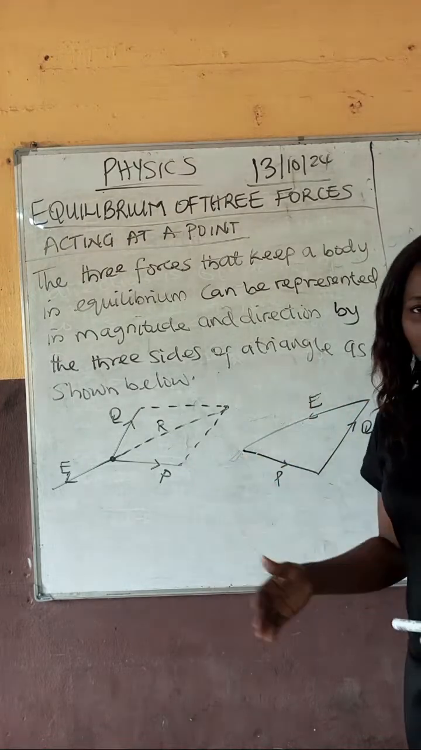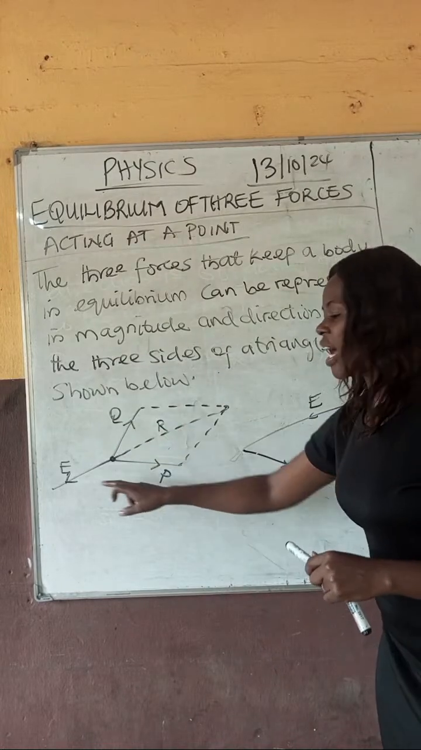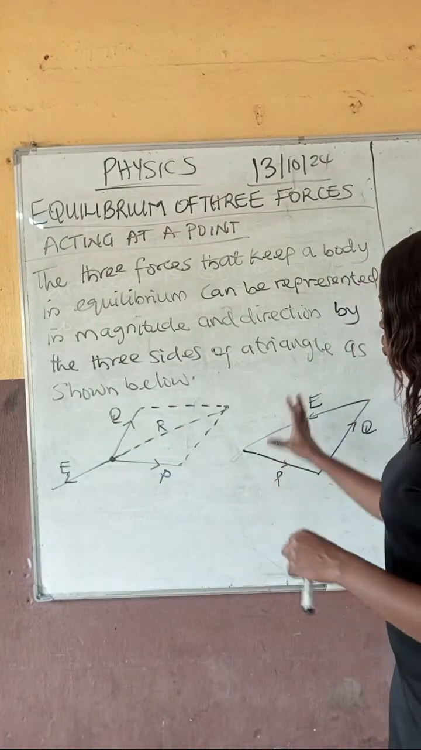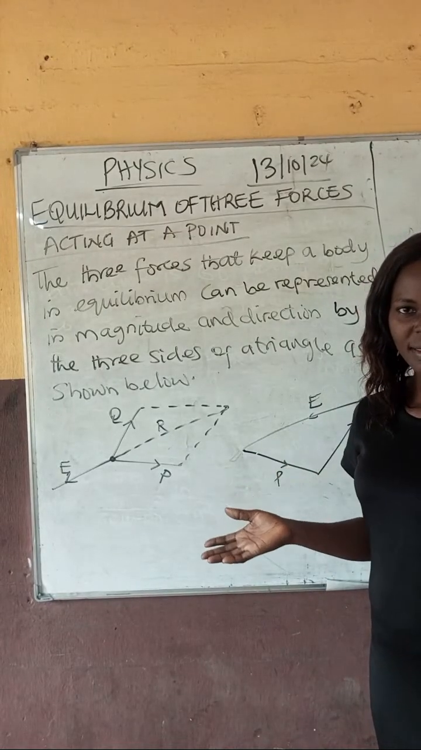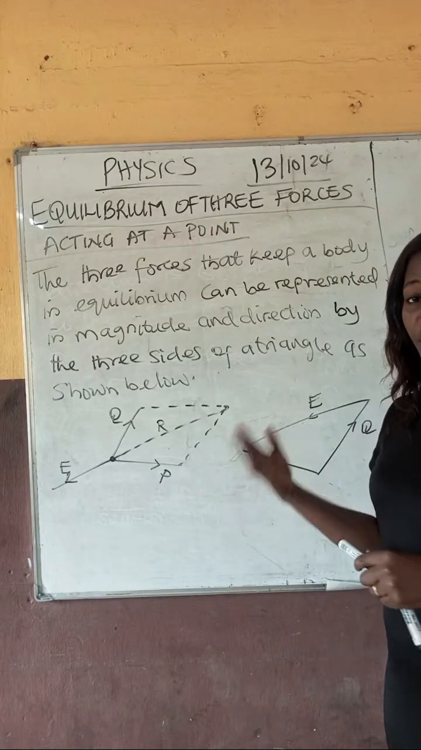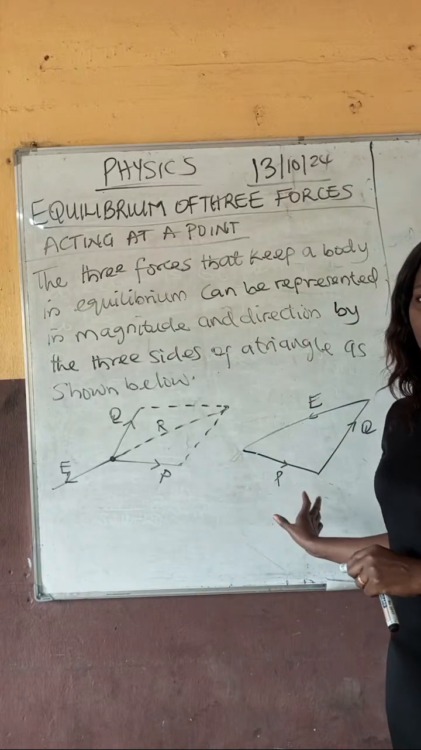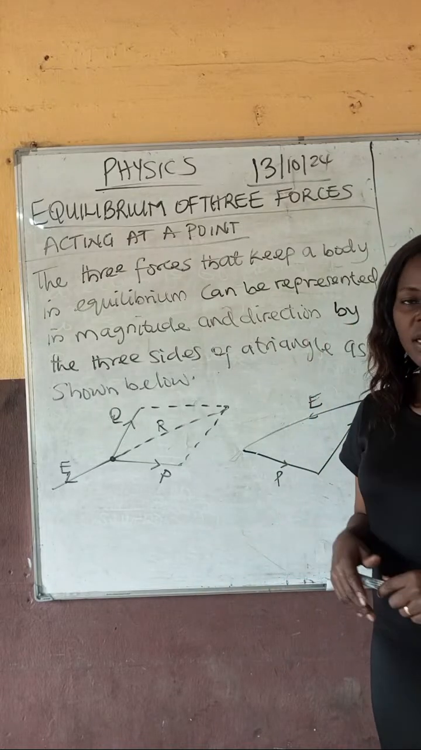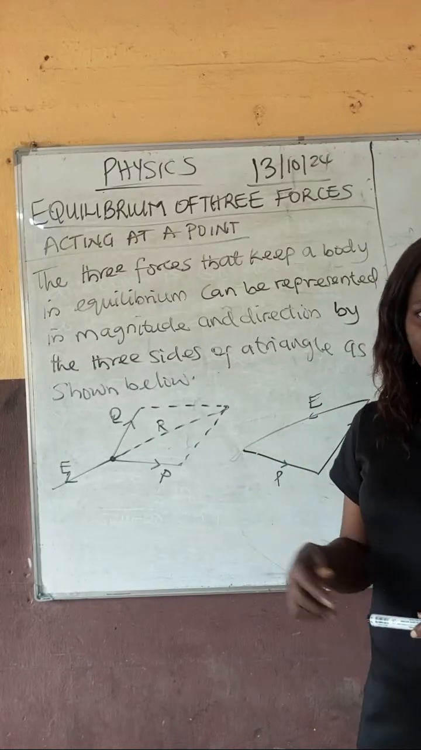Anytime you see a question and you see three vectors acting at a point, Q, P, and E, what are we going to do? Just use them to form a triangle, then find the unknown. It's as simple as that. Do you understand? So that leads us to the principle of triangle of forces. So I'm going to state it and still use it to explain this. Is that okay? So we see how we can solve problems under this concept.